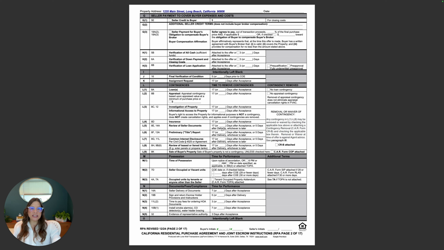Whenever you receive any statutory disclosure, including seller disclosures, you have 5 days from receipt of those to read them and sign off on acceptance of them. If they get them too late, it pushes that contingency out automatically.